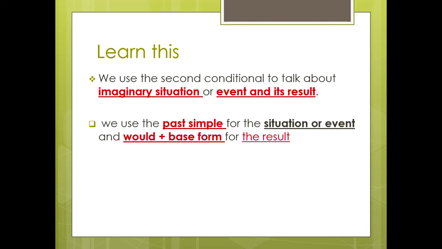Learn this. We use the second conditional to talk about an imaginary situation or event and its result. We use the past simple, meaning the second form of the verb, for the situation or event, and the base form for the result.